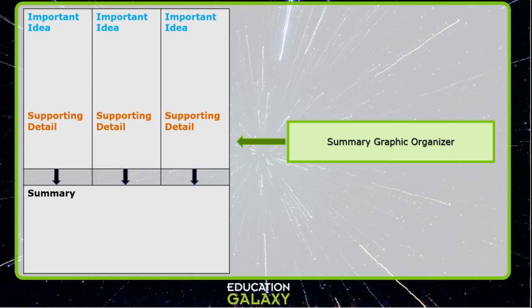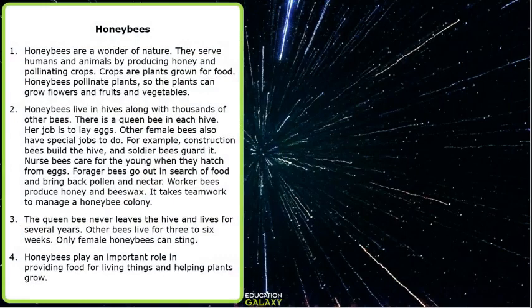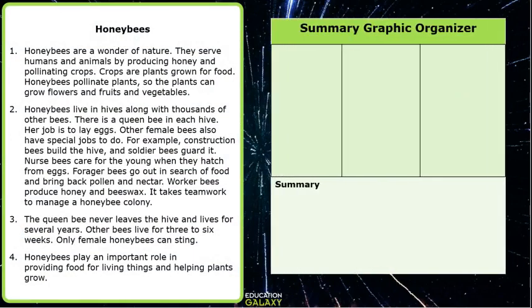So let's summarize. This is an article on honeybees, and here is the graphic organizer that we will use. Take a few minutes to read the article. Then we will summarize it together. Ready? Okay. Now we will underline the important ideas and supporting details in each paragraph and write them down in the columns. Let's begin with paragraph 1.